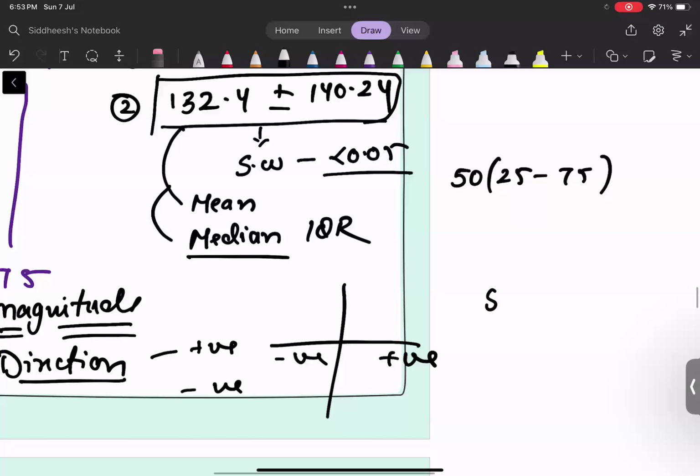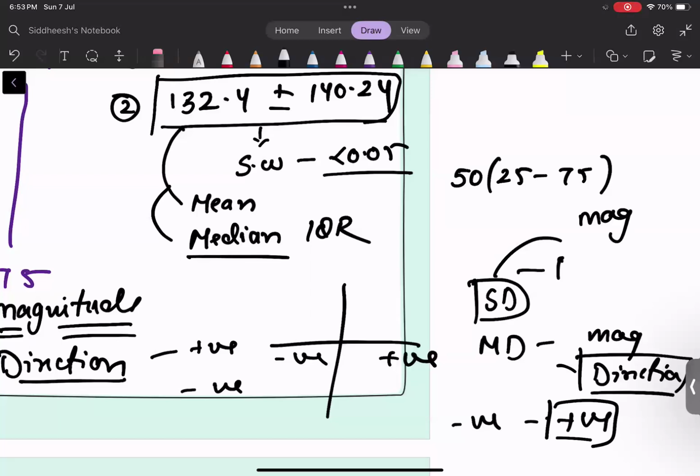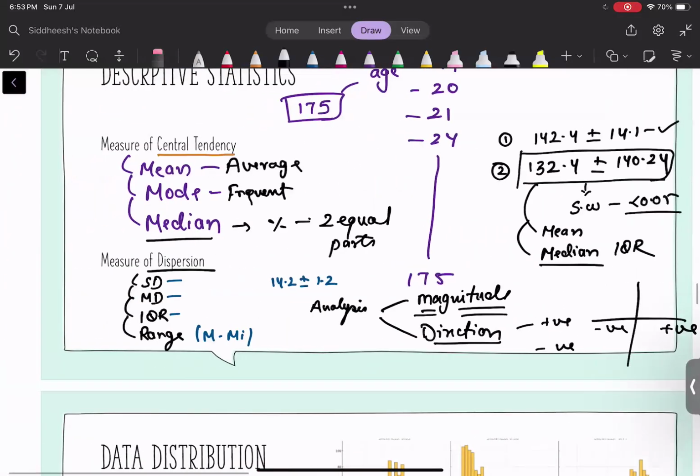The problem with the mean deviation is that it has the magnitude but not the direction. Why? During the calculation of the mean deviation, we are automatically changing the negative data to positive data. So we are losing the data direction. But with the help of standard deviation, we have both magnitude and direction. That is important, and that is why we are reporting SD, not MD, for research numbers. Done? This part is done.